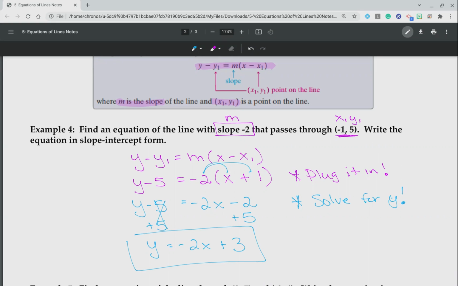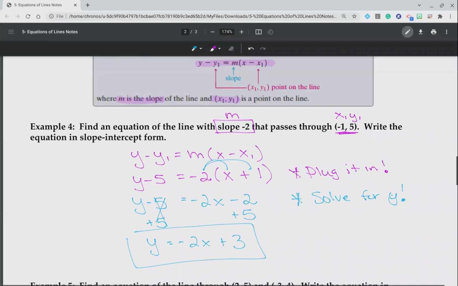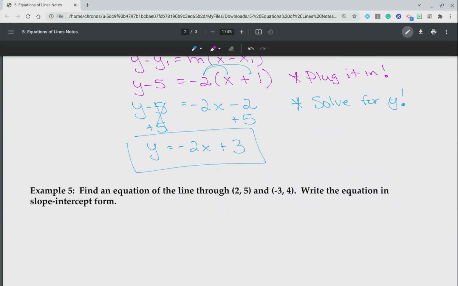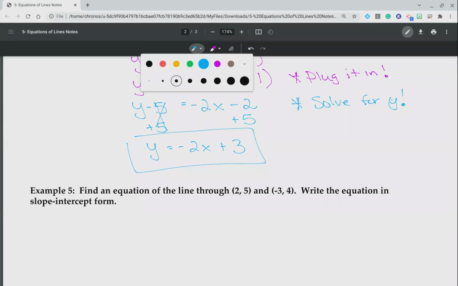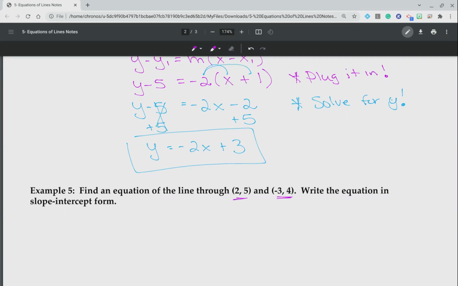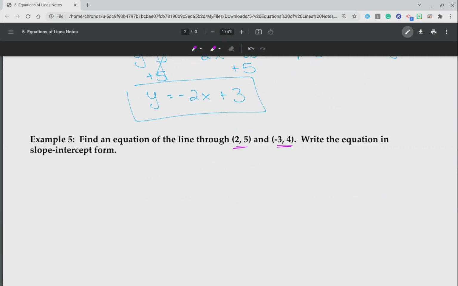Okay, now last scenario is going to be they give you just two random points. So they did not give me the slope, they just gave me two random points. But the good news is we know how to find the slope if we're given two random points, right? So the first thing I'm going to do is find slope.